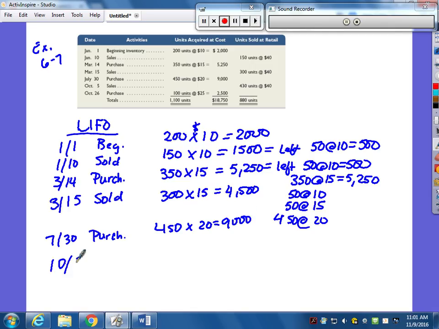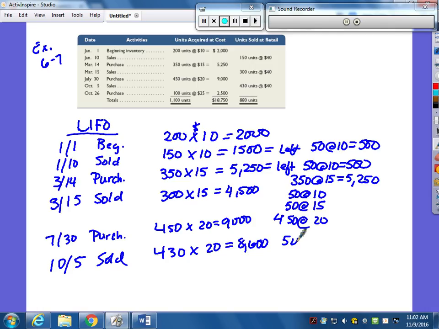October 5th, you sold how many? 430 units. Where do you pull them from? The 450. So, hold on, 430 at 20, which equals how much? 430 at 20, how much? 8,600. 8,600, which means you have how many left in stock?